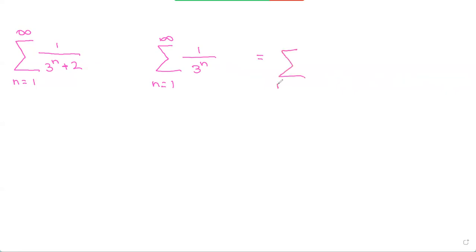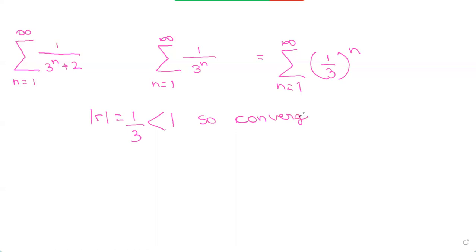We can write this as the sum from n equals 1 to infinity of 1 over 3 to the power of n. The modulus of r is equal to 1 over 3, which is less than 1. So it converges by the geometric series test. I'm just going to write it as GST.